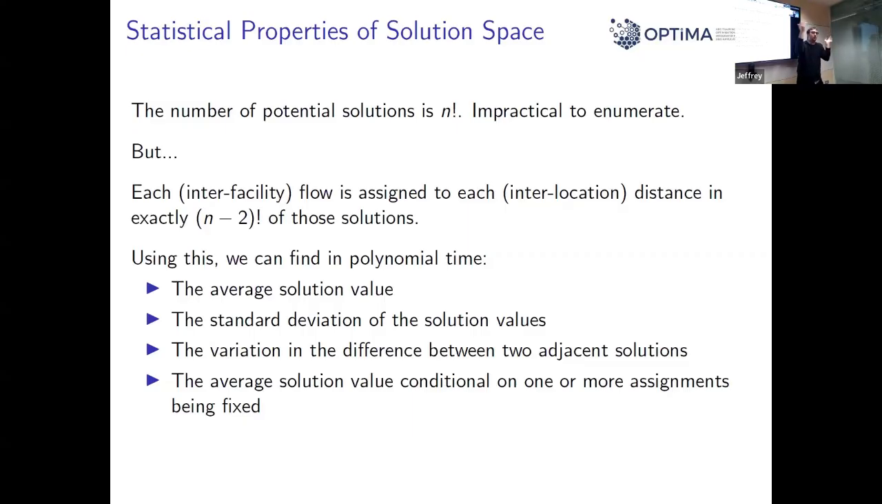And it's constant across all of the different flows and different distances. And what that means is that calculating the average, for instance, boils down to just a set of summations. You rearrange those summations cleverly, and you can take something which was factorial n to calculate, and you can calculate it in polynomial time instead. So the average solution value, the standard deviation of the solution value is a fair bit trickier, but you can still do it in polynomial time, and then these later quantities, trickier still, but it can be done.